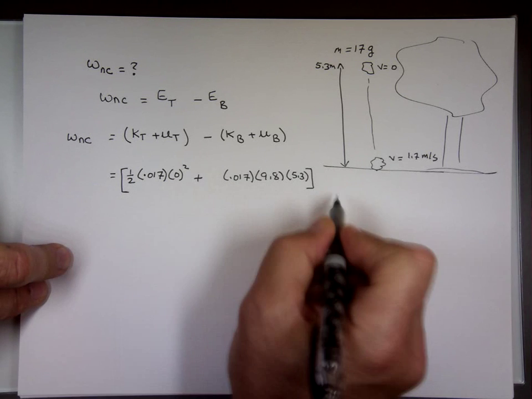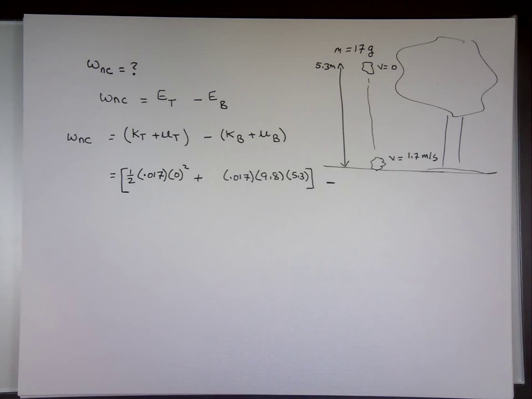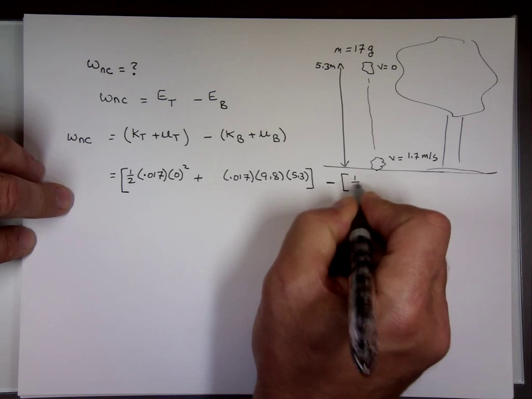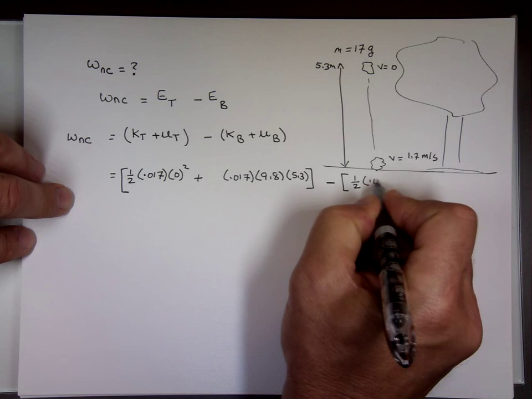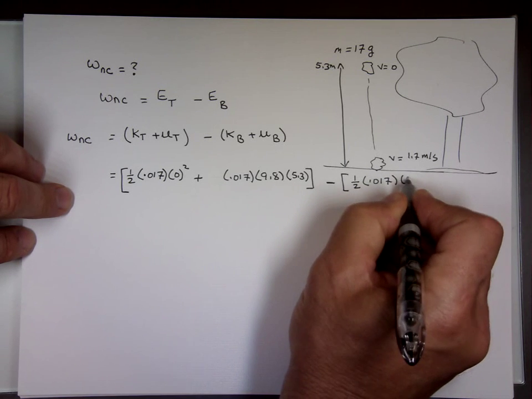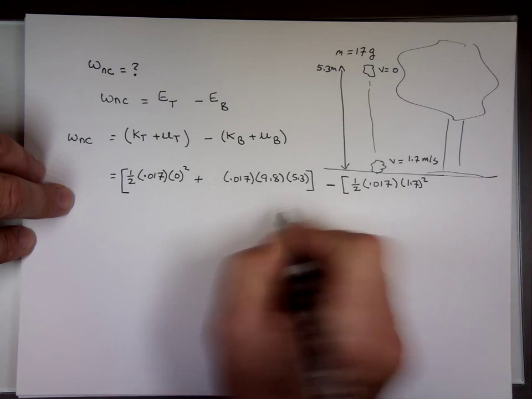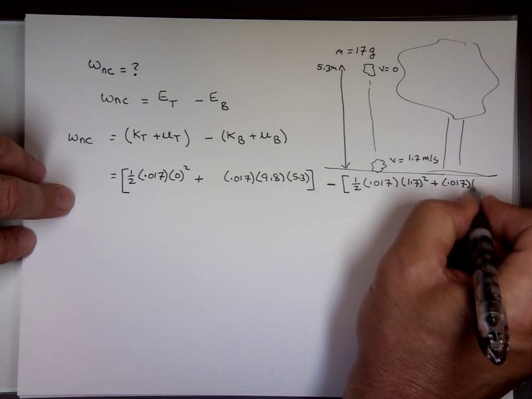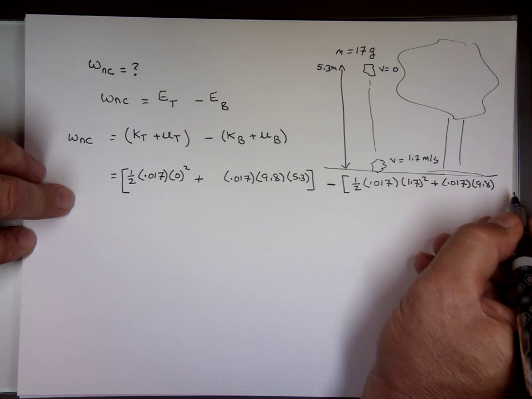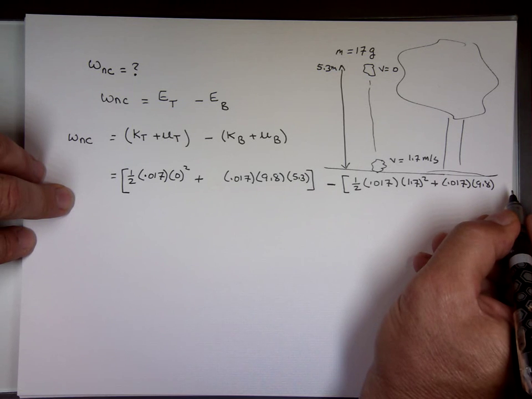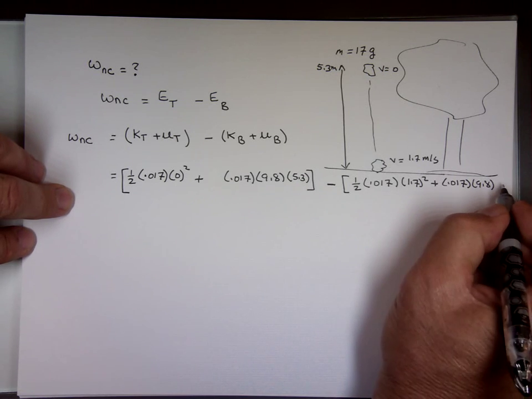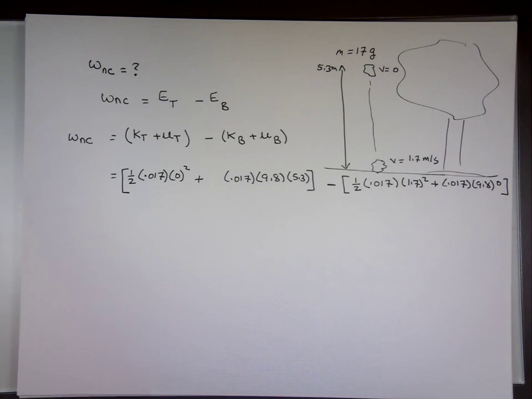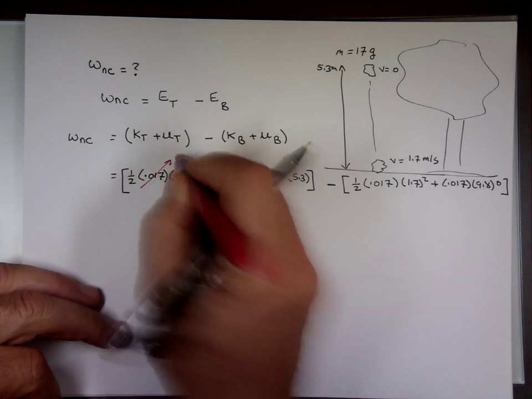Minus, let's see what we had at the bottom. Kinetic energy, 1/2 the mass, 0.017, velocity 1.7 squared, plus the mass, 0.017, gravity 9.8. And what's the height here at the bottom? How high above the ground? 0. So mathematically, this is 0, that one's 0.